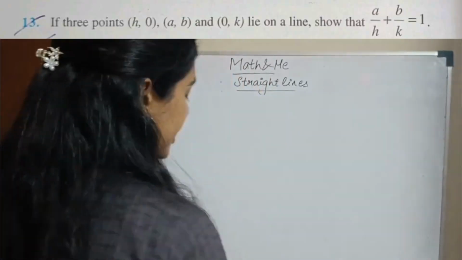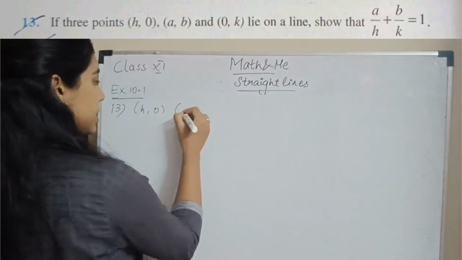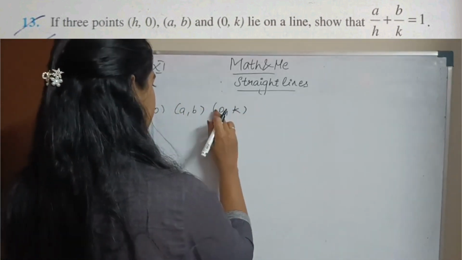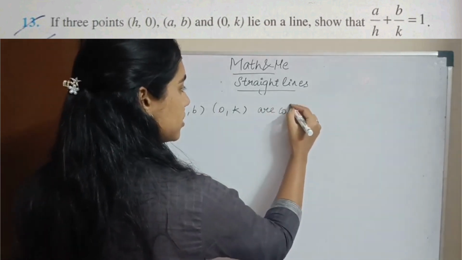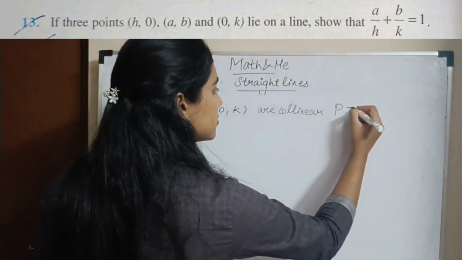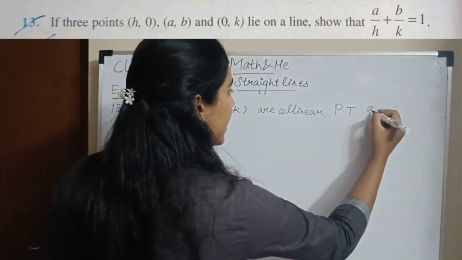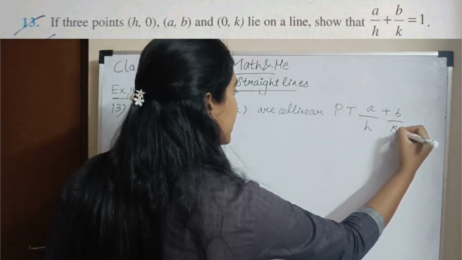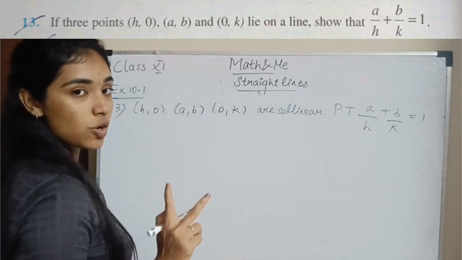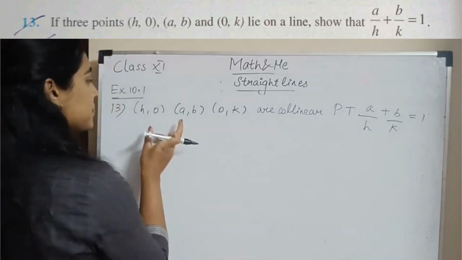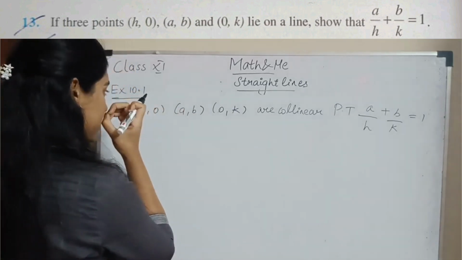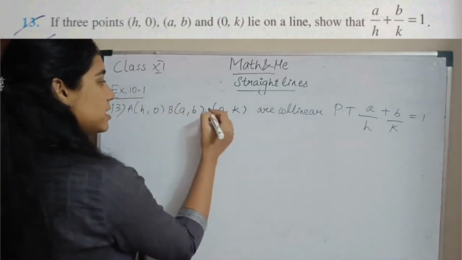If three points (h, 0), (a, b) and (0, k) are collinear, prove that a by h plus b by k equals 0. So what do we know about collinearity? The slopes of two line segments are equal, correct? So you have the slope of this particular line segment equals the slope of this particular line segment. So let these be A, B and C.